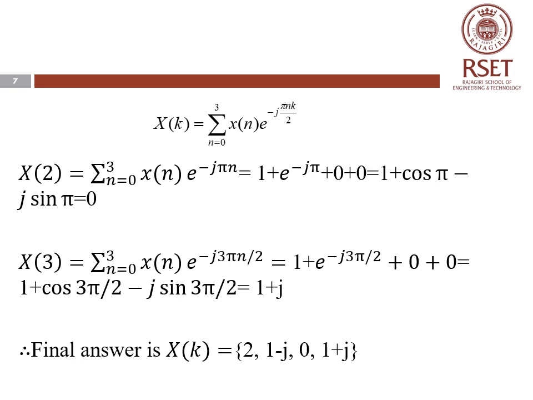And so the final answer you have to write in this form: X of k, in the frequency domain, is equal to each of the values which you have found out. So it is 2, 1 minus j, 0 and 1 plus j. The final answer should be written like this: capital X of k is equal to, within the brackets, 2, 1 minus j, 0, 1 plus j.